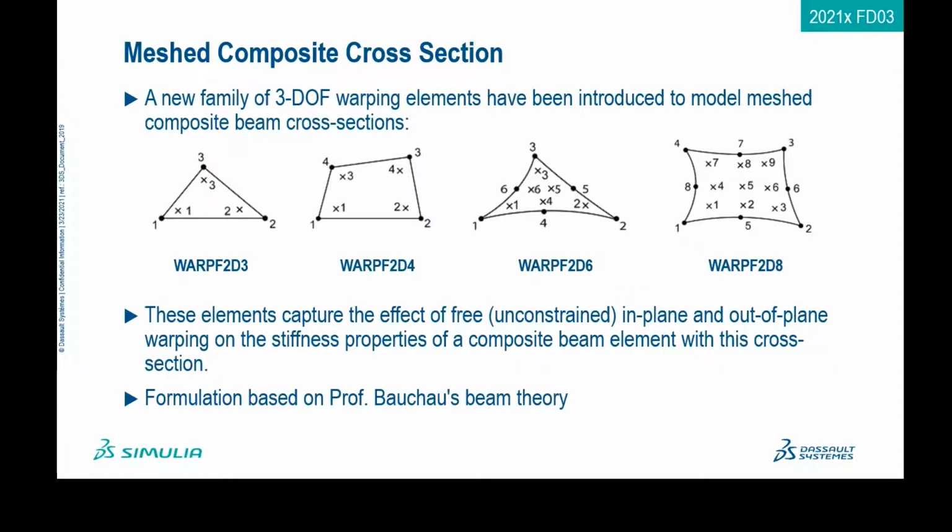A new family of three-dimensional, free degree of freedom warping elements has been introduced to model the meshed composite beam cross-section. The elements are depicted here. These elements capture the effect of free, unconstrained in-plane and out-of-plane warping on the stiffness properties of a composite beam element with this cross-section.